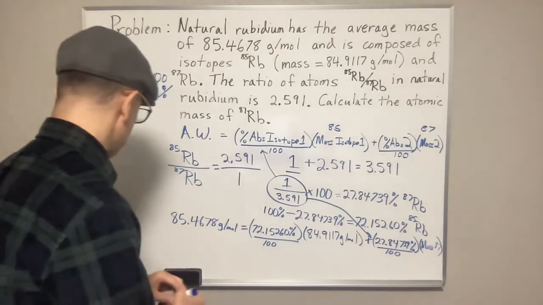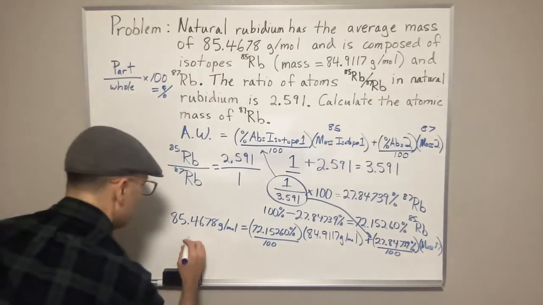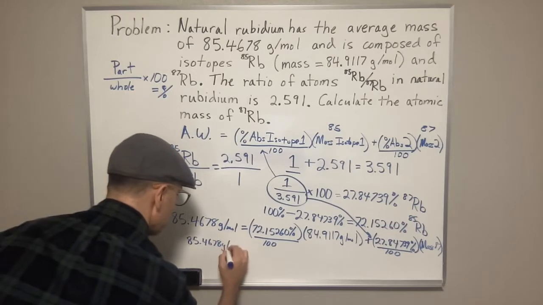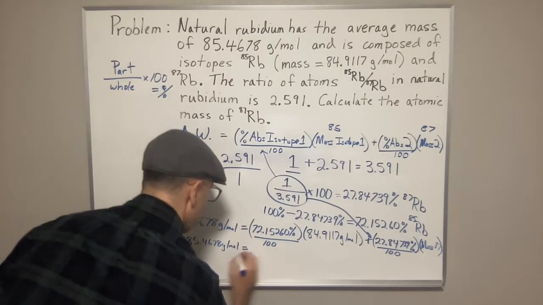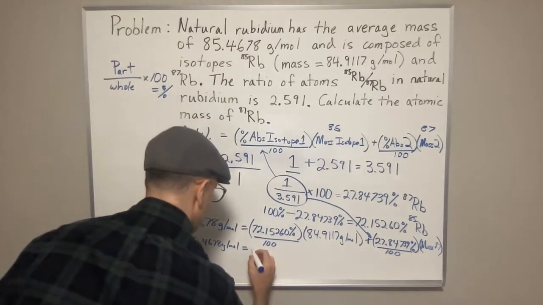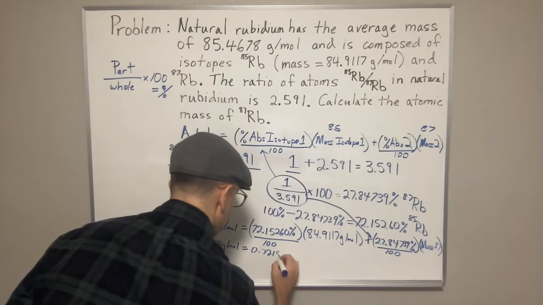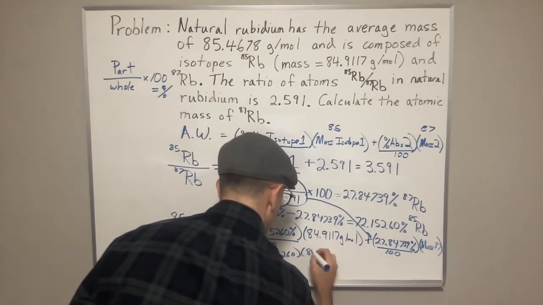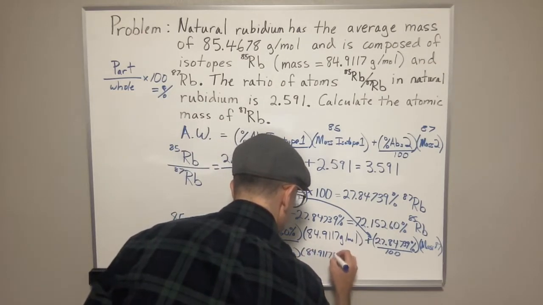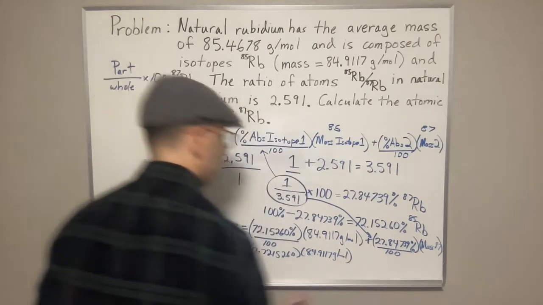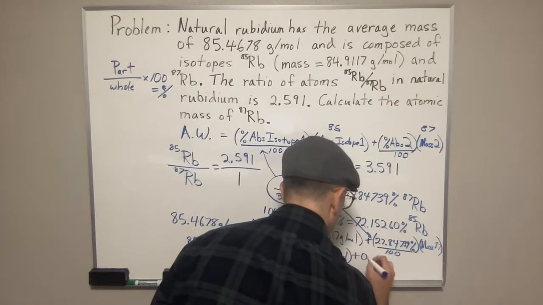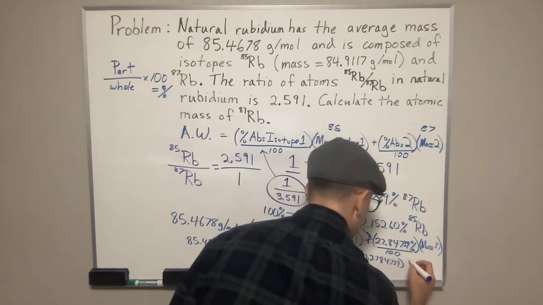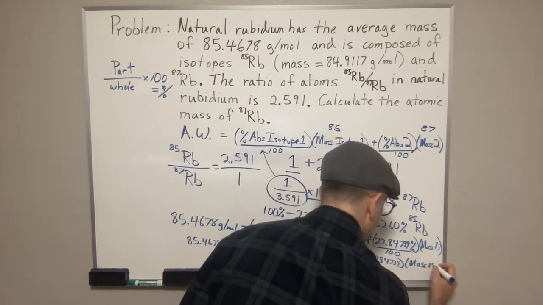So this ends up becoming 85.4678 grams per mole, and that's going to be equal to 0.7215260 multiplied by 84.9117 grams per mole, plus, and then this is going to be 0.2784739 multiplied by the mass of 87.